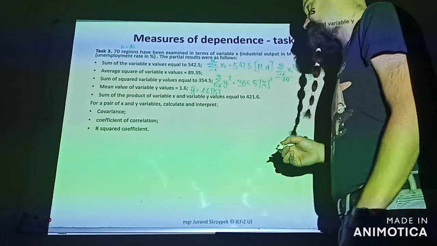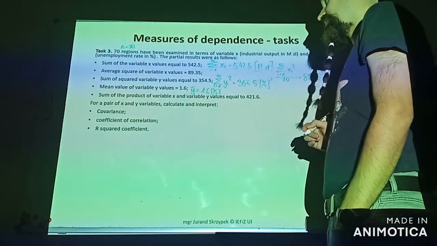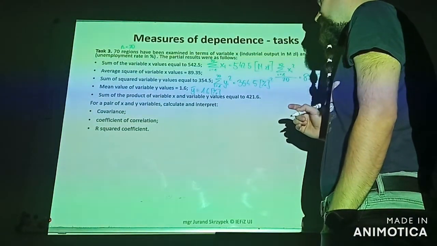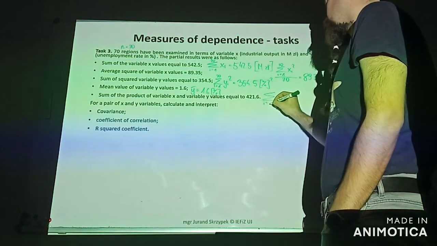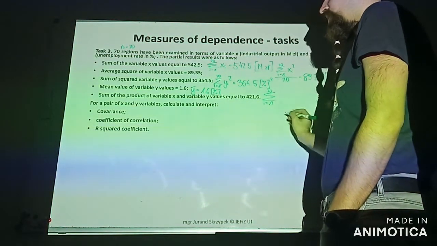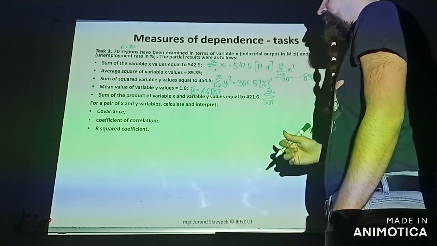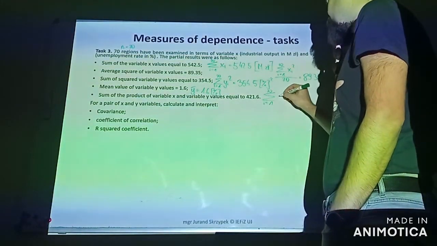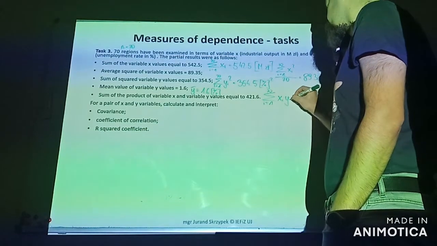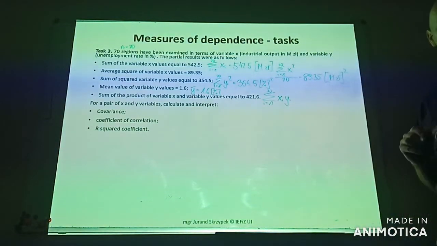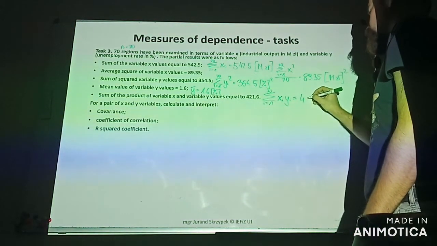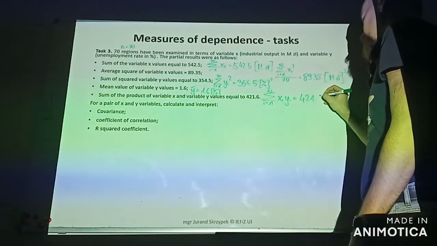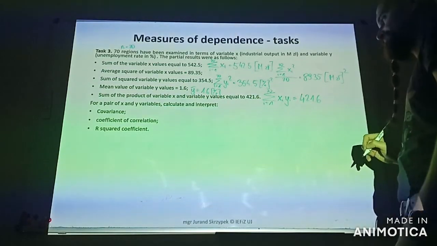And the sum of the product of variable x and variable y values, the sum from i equal 1 up to 70 of the product between variable x and variable y values. Yeah? Did you catch that? Is 421.6.